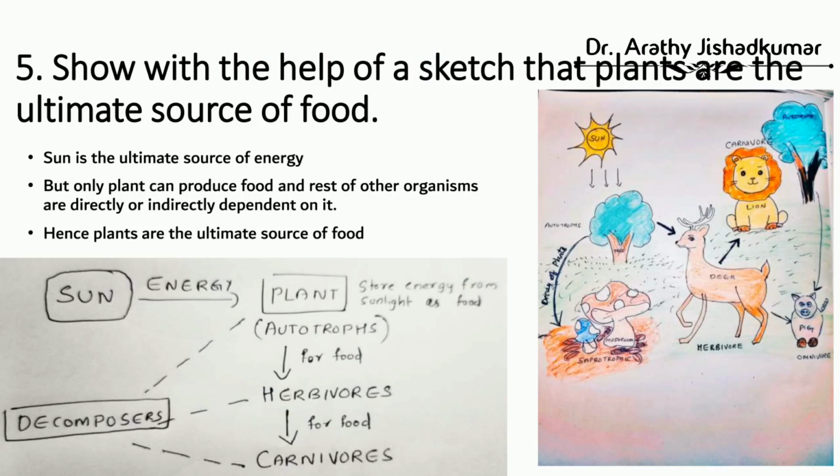So when we take a big picture, ultimately plants are the ultimate source of food, where sun is the ultimate source of energy. Finally, when all these organisms die and decay, saprotrophs feed on this decayed matter. And finally, they are also getting the same nutrients which were synthesized by the plant using solar energy.